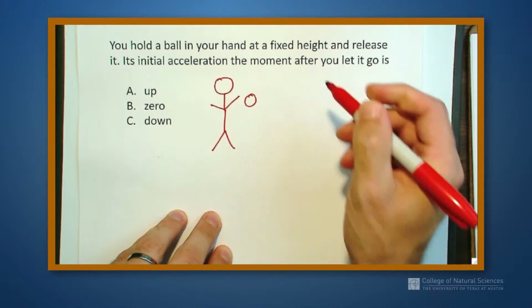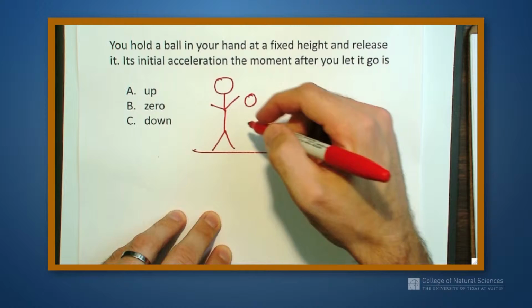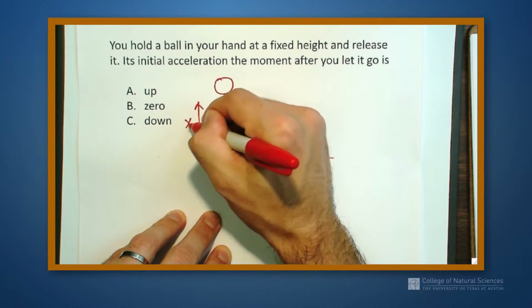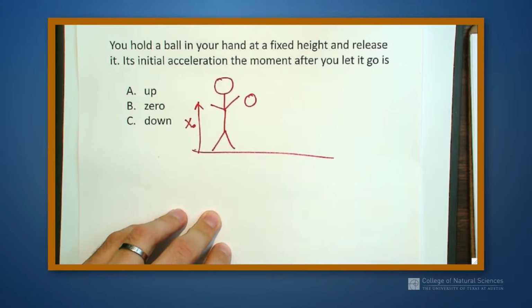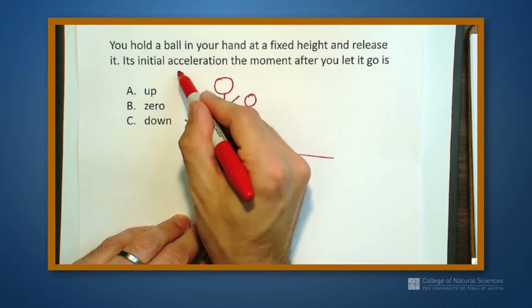we're going to take our ball. It's going to start at some height, initial height. Call it x naught. I'll say the ground is at 0. And we're going to let it go, and we want to know what is the acceleration.